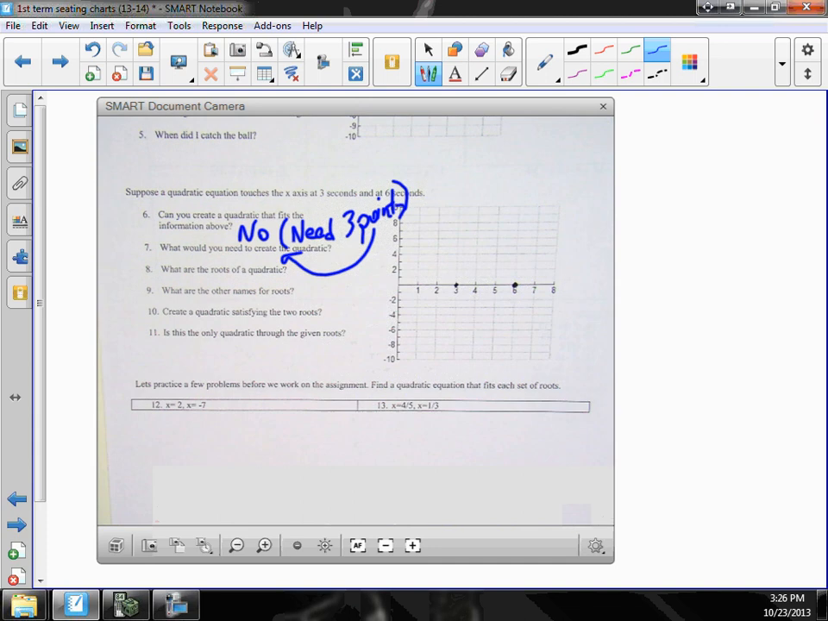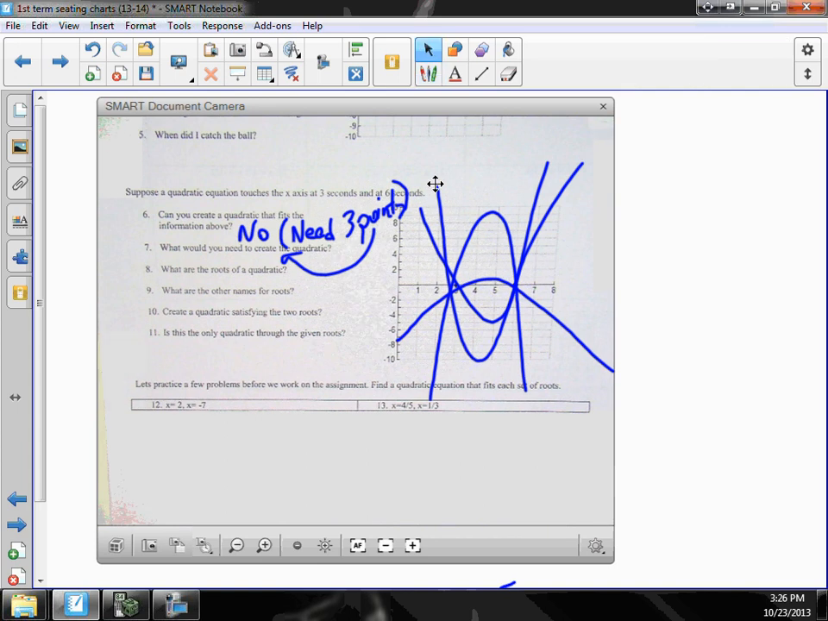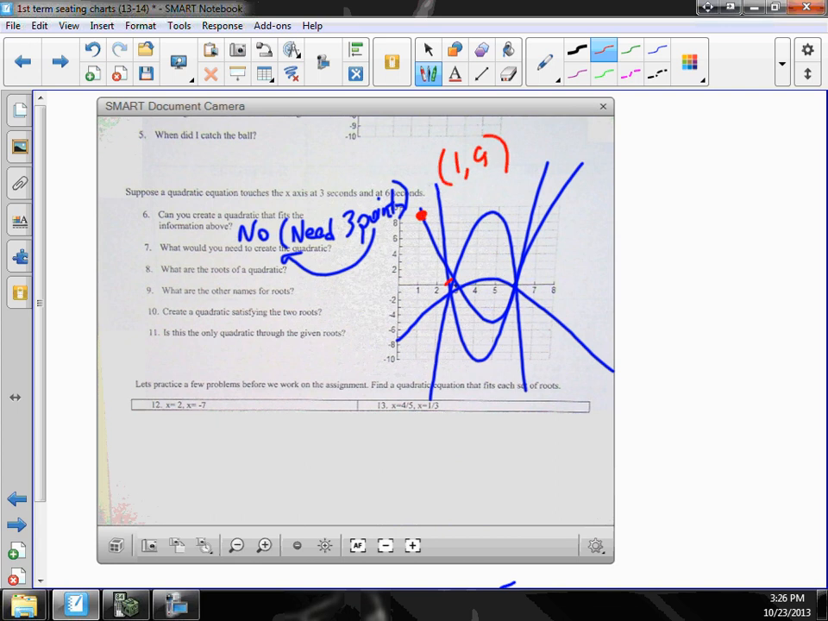But there actually are quadratic equations that go through (3, 0) and (6, 0). So I could draw some. Here's one. And here's another one. And there are an infinite number of quadratic equations. Okay? So if I had a third point, let's say that I gave you the point right here, which is (1, 9), in addition to these 2 points, then I could guarantee that this was the quadratic. But without that third point, I don't know which quadratic there's going to be.